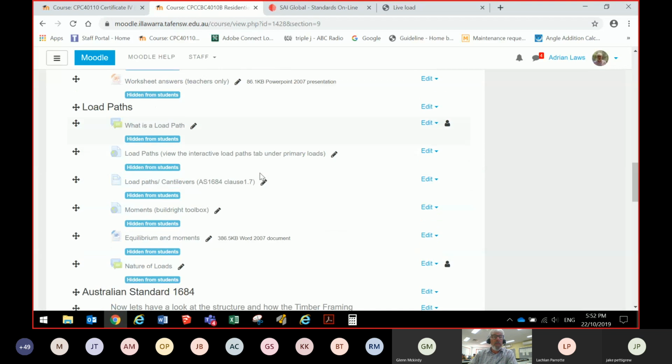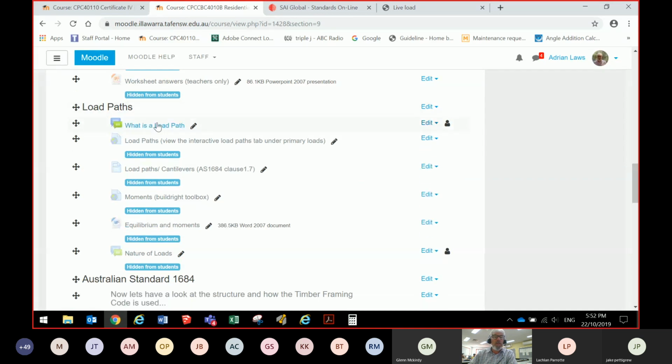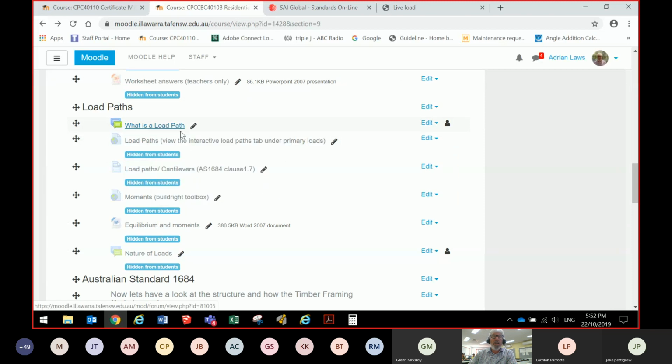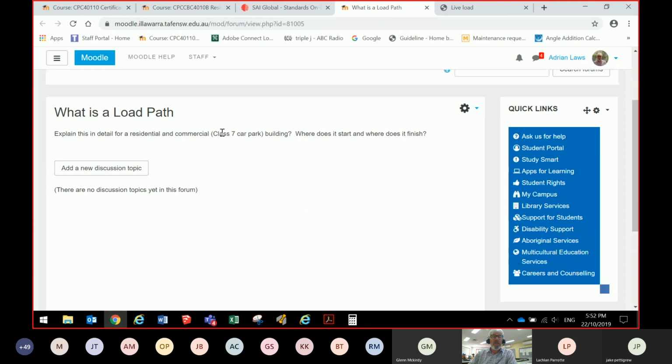Now, what I want to do now is spend a little bit of time talking about load paths. And the first activity we've got here for you to do, to grab another completion bar, is type in here what you understand by load path. And we talked about this a little bit last night. And in this particular case, we're dealing with a residential and commercial class 7 car park building. Where does it start and where does the load finish? So type a discussion in there about load paths.